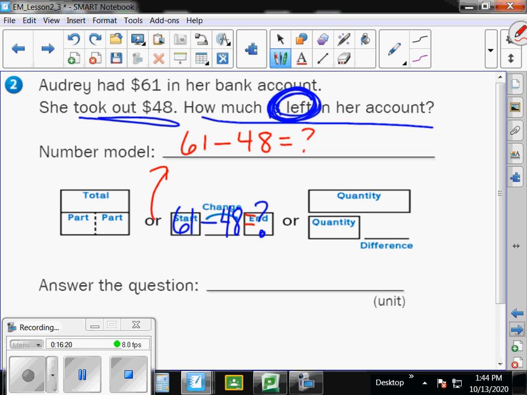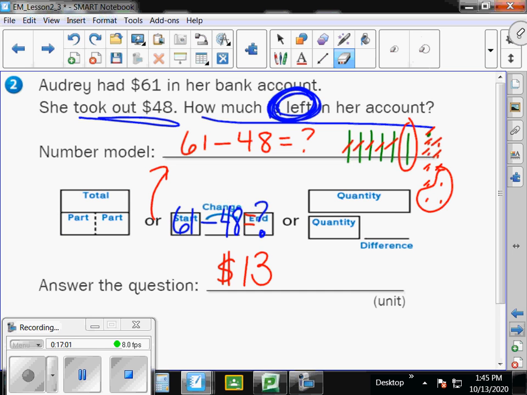2 ways to do subtraction that I like. Base 10 blocks. 10, 20, 30, 40, 50, 60, 1. And I'm going to take away 48. 10, 20, 30, 40. I can't take away 8. I don't have enough. So I'll trade for 10 ones. 1, 2, 3, 4, 5, 6, 7, 8, 9, 10. And now I can subtract my 8. 1, 2, 3, 4, 5, 6, 7, 8. What do I have left? I've got 1 10 and 3 ones. So I've got 13. 13 what? $13.